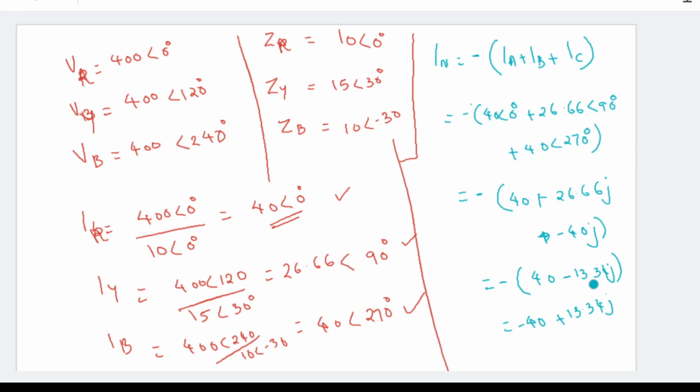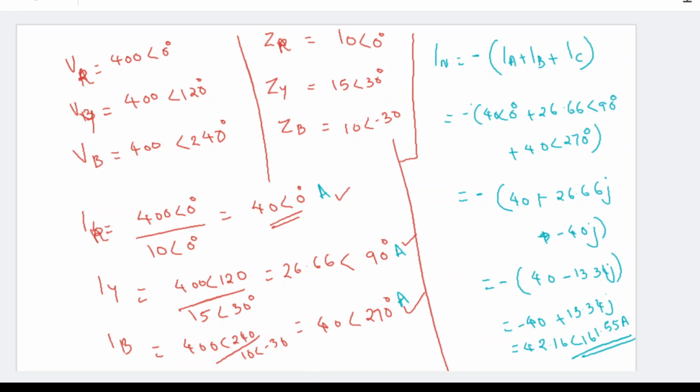Convert to polar. That will be 42.16 angle 161.55 amperes. Okay, so these are currents, so you have to write the unit as amperes. So that is for this question.